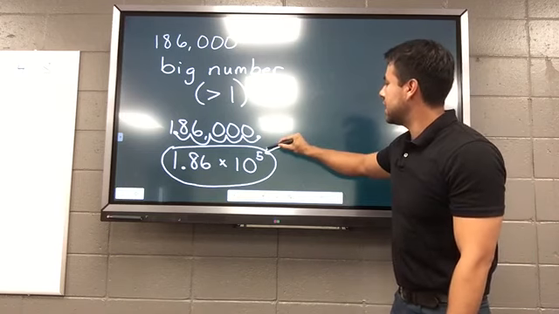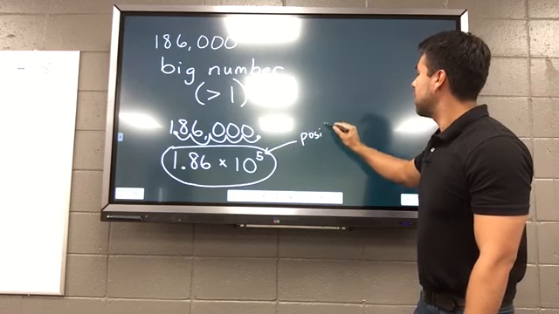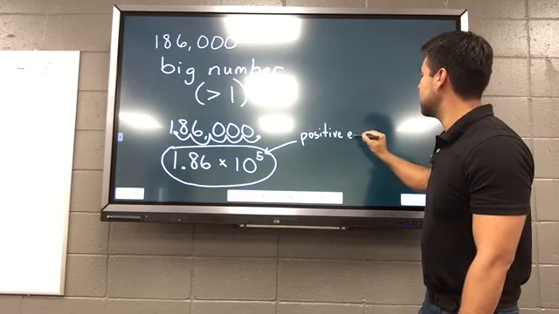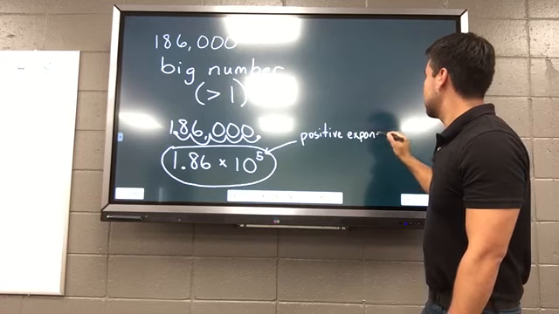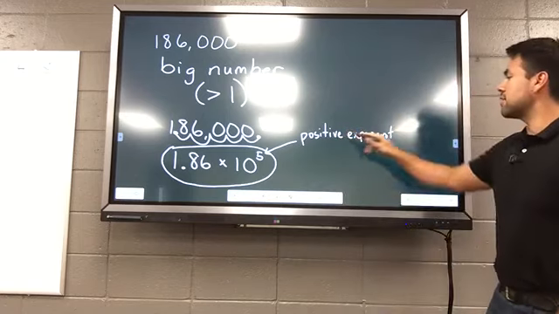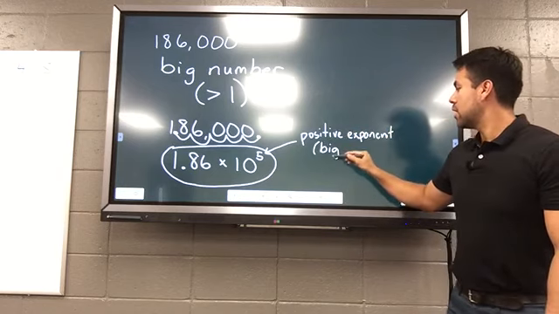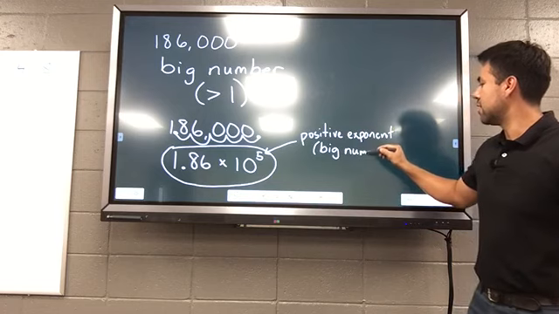Okay. This number is a positive exponent. You guys see that? Yes. You always times it by 10. Yes, always times 10 to some power. Always. Positive exponent. Positive exponents are used for big numbers.